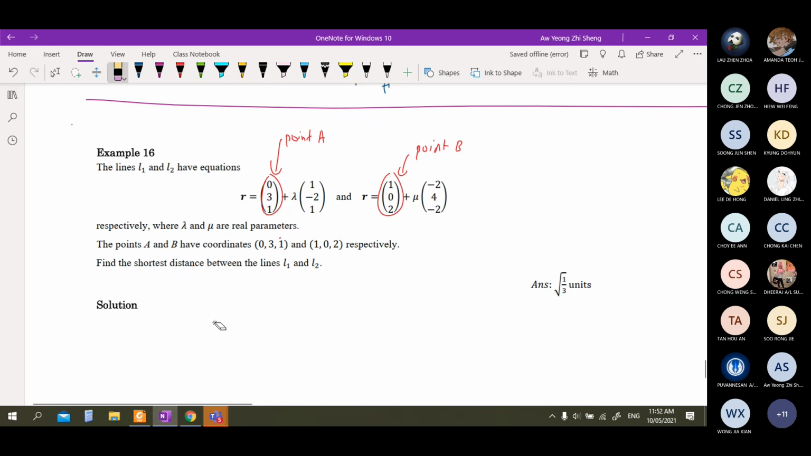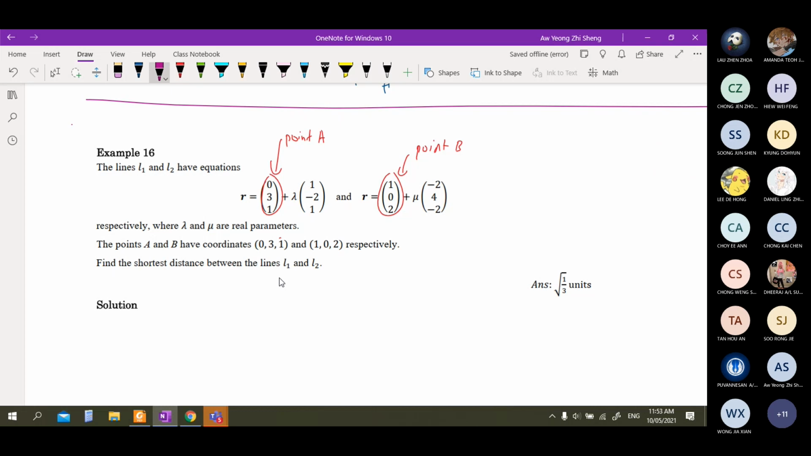For information, later in the FP1 syllabus for vectors, you are going to learn the shortest distance between two skew lines. That is in the FP1 syllabus. In this P3 syllabus, we only learn the shortest distance between two parallel lines.